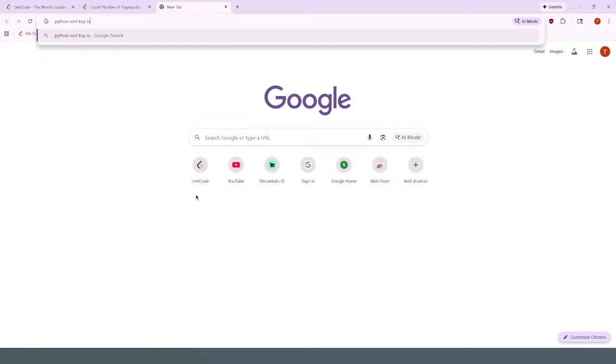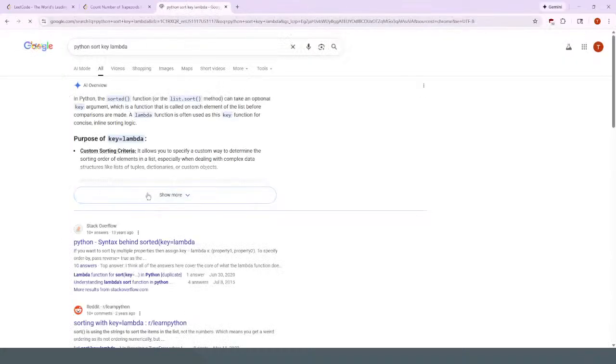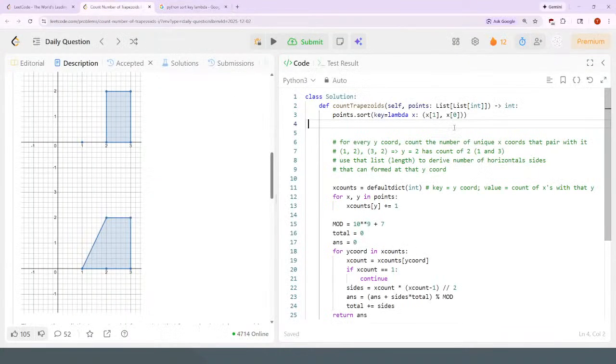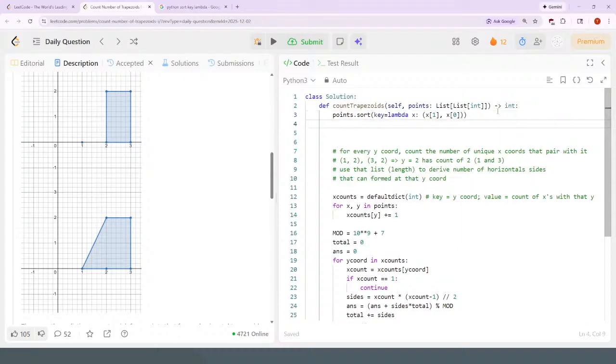Sort key lambda. Key equals lambda x expression. Okay, yeah. So this is gonna, for every element in the array, treat the element as a tuple that is the second element first, and then the first element second. So yx rather than xy. Maybe it's better to use p rather than x just to make it clear. It's just referring to the point.